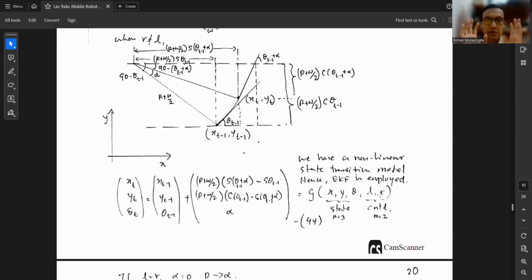So you figure out a very important thing here. One is you identify the state variables, that is X, Y, theta, and you identify the control variables, that is L and R, two control variables.